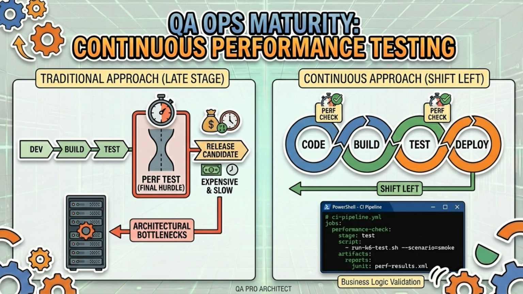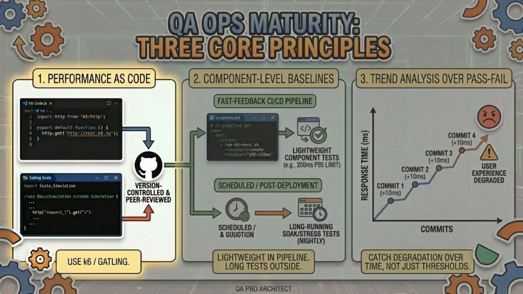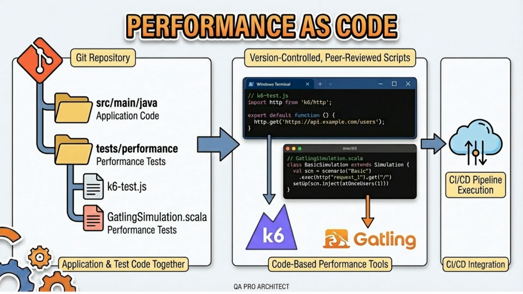time consuming to resolve. To build true QA ops maturity, we must transition to continuous performance testing. This means shifting performance checks left and integrating them into the daily developer workflow. There are three core principles to establishing this architecture. First, performance as code. It is time to deprecate heavy UI driven legacy testing tools.